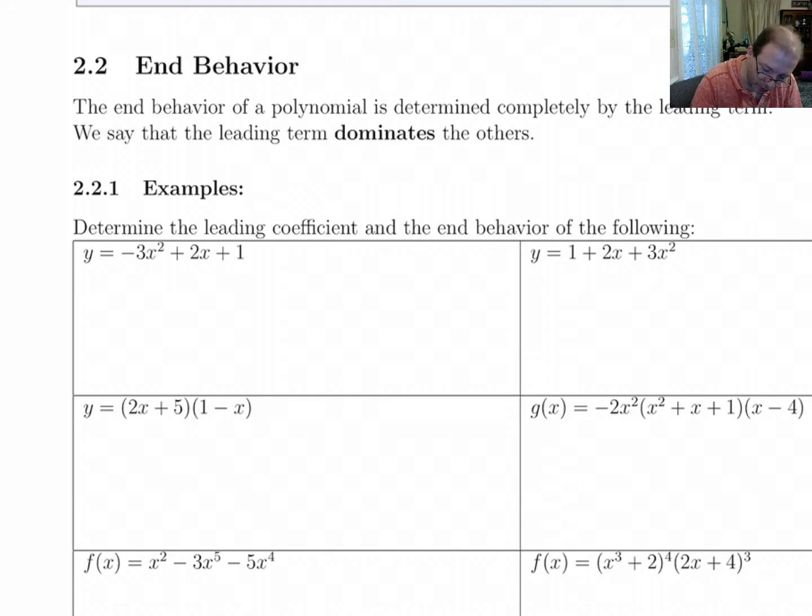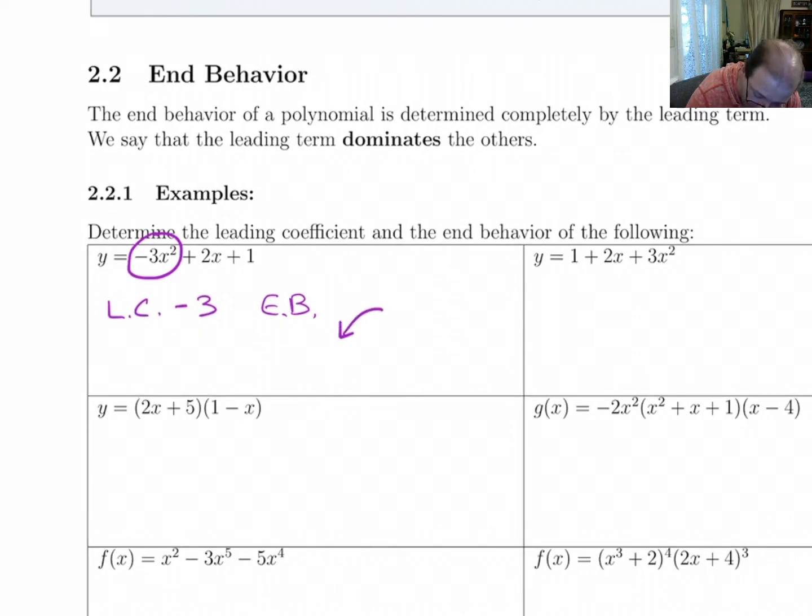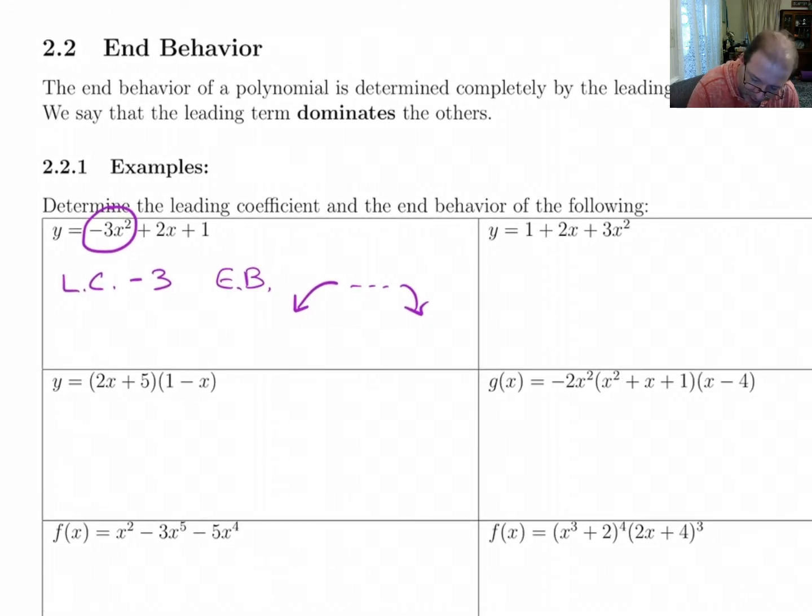All right, so on this one, the leading term is this. So the leading coefficient is going to be -3. And the end behavior, since it's -3 squared, squared means they're both going the same direction. Negative means they're going down. So the end behavior of this thing is going to be this. All right, the next one, this is my leading term. So my leading coefficient is 3. And my end behavior for this guy is going to be both ends going up.